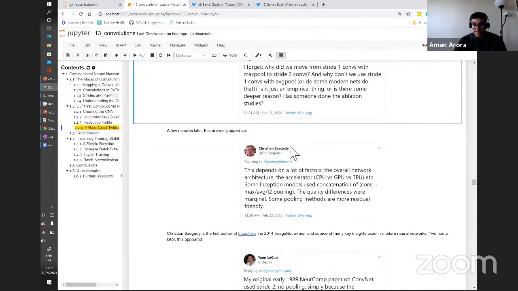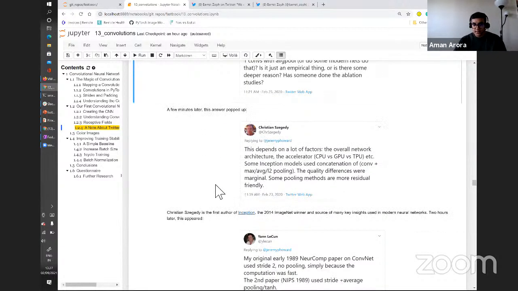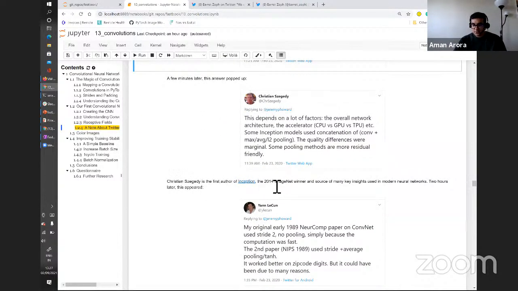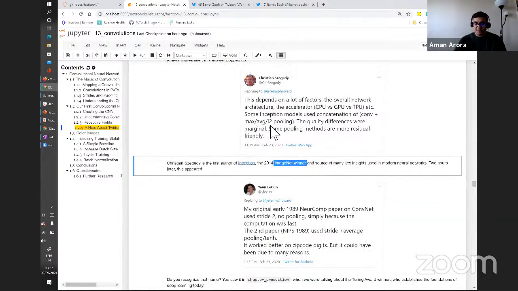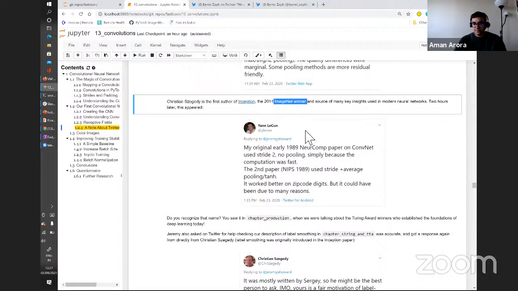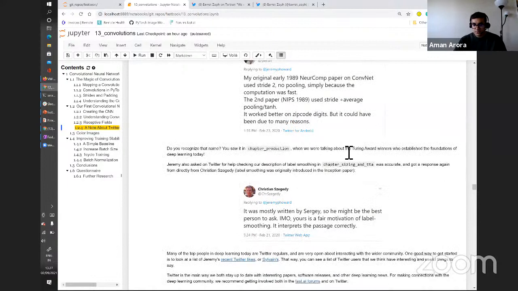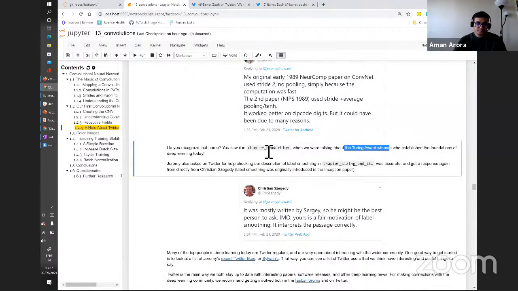And then Christian Szegedy, he's the author of, I think, InceptionNet. So there we go. Christian Szegedy is the first author of Inception, and he's the 2014 ImageNet winner, and he's responding to that question. And then you can see Yann LeCun, he's a Turing Award winner, and we talked about him in the chapter on production as well.